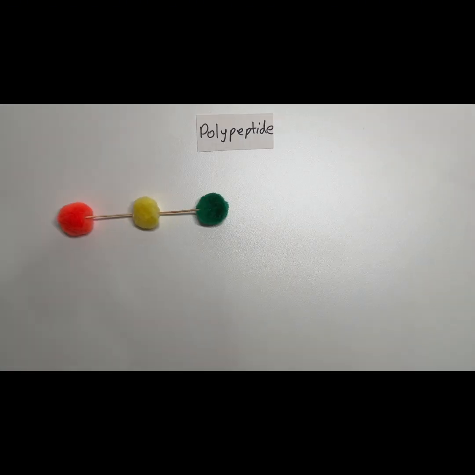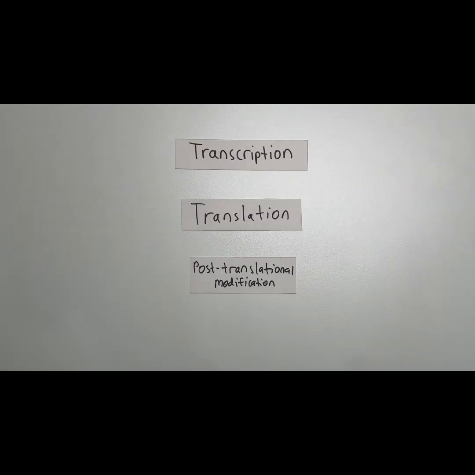A polypeptide is a linear molecule that consists of a chain of up to 20 different types of amino acids linked together by peptide bonds. The process of polypeptide synthesis for the hormonal protein, insulin, occurs in three stages: transcription, translation, and post-translational modification.